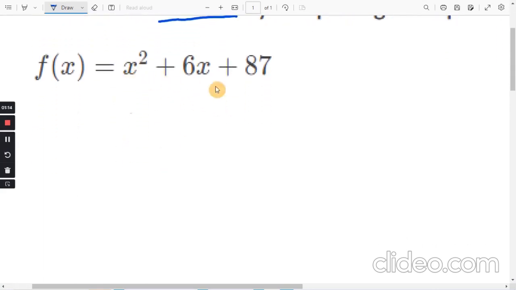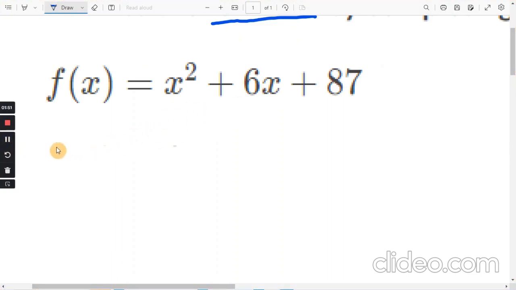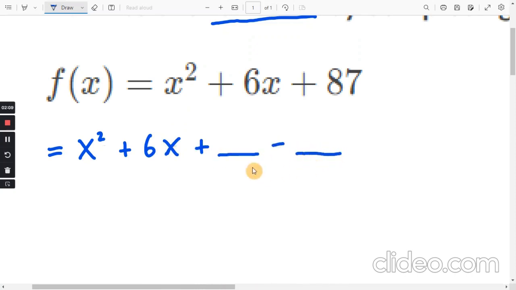So what I'm going to do to this function, actually, I'm going to rewrite this. Give me a second. All right, let's rewrite this instead. I'm going to start with x squared plus 6x. And what I'm going to do at this point is add a blank space and then subtract a blank space. It's going to be the same number. And then on the end, I'm going to have plus 87. Okay, that should work better.